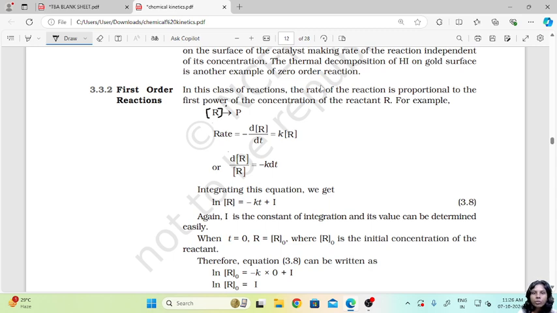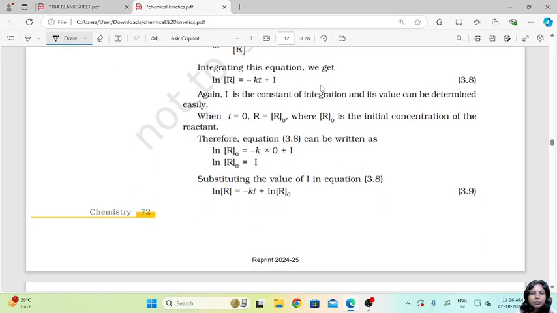So here if we have to write the rate law expression, we can write rate equals minus dR upon dt equals kR. On rearranging, we can get the R terms together: dR upon R equals minus k dt. Now on integrating this equation, we will get ln, that is natural log of R, concentration R, equals minus kt plus I, where I is the constant of integration.